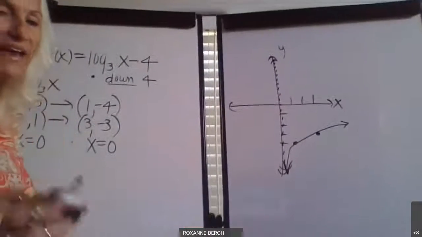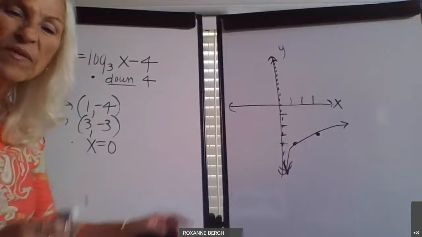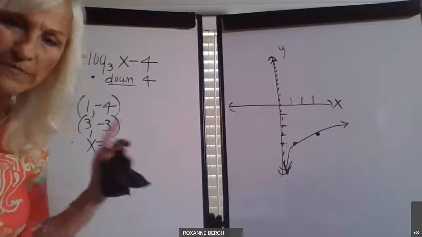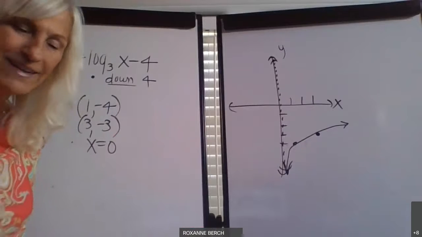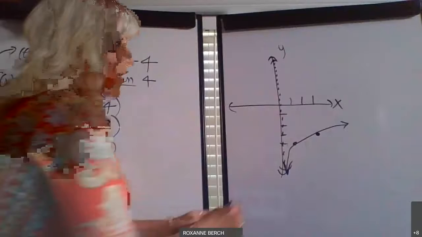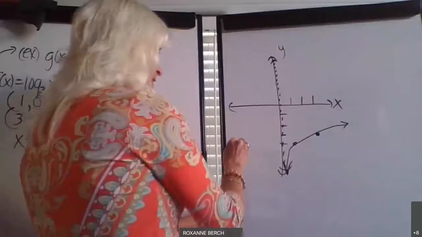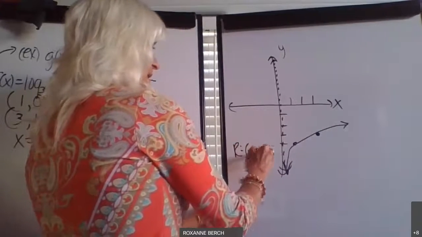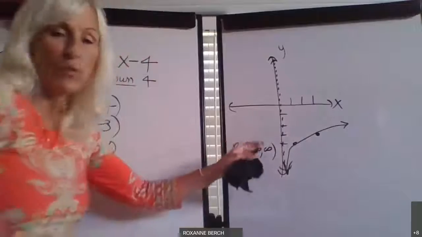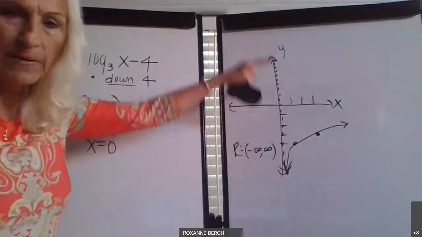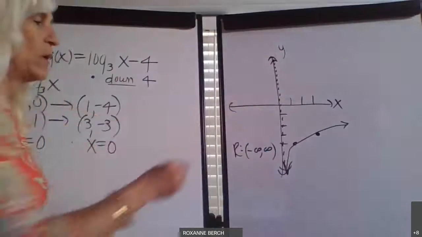All right, so what's the domain, guys? So remember, growth and decay, the domain was forever left and right. Now, because they're inverses, the range is going to be forever left and right. I'm sorry, the range is going to be forever up and down. So what's the domain?